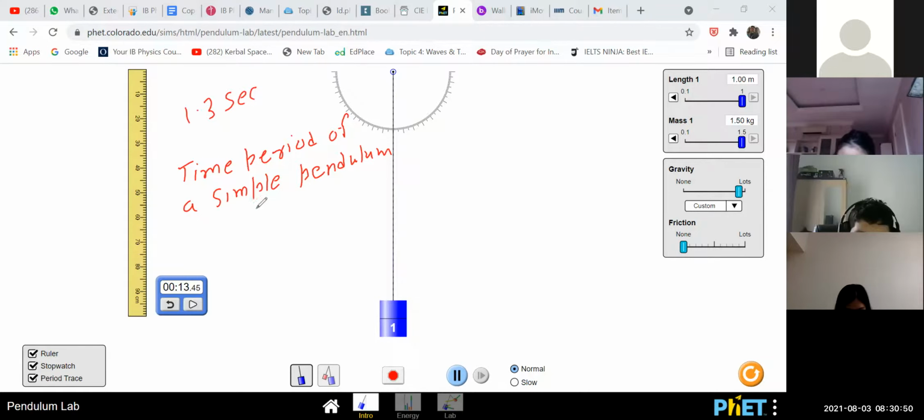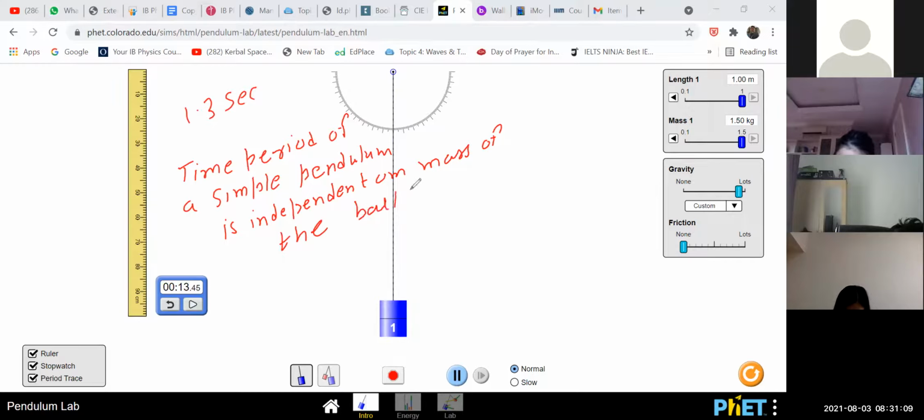And so the time period of a simple pendulum is independent of the mass of the oscillating object. Let me write here, the mass of the metal ball or object, whatever you consider. It is independent. So mass is not going to affect the time period of a simple pendulum.